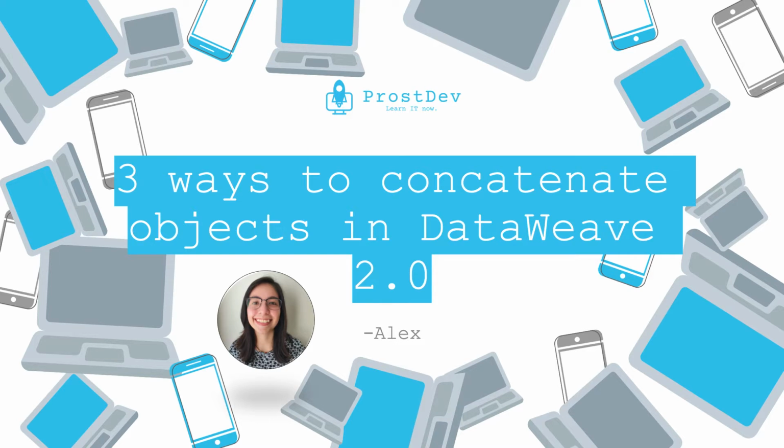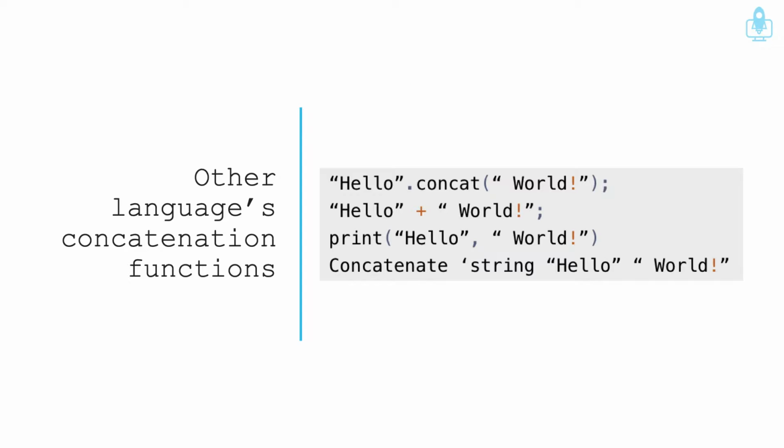In today's video, we will see 3 different ways to concatenate objects in DataWeave 2.0. I will also explain what I mean by object concatenation, so don't worry about that. You may be familiar with other languages' concatenation functions, especially when using 2 strings, for example this. Well, this can also be achieved in DataWeave with a plus plus function, like this. Now, how can we concatenate objects? Let's find out.